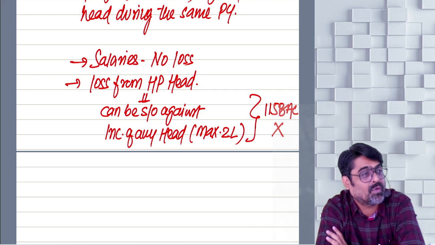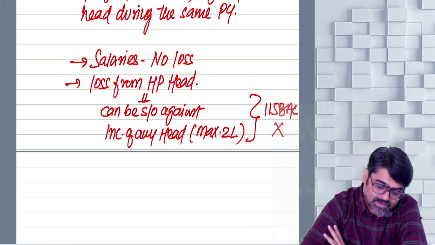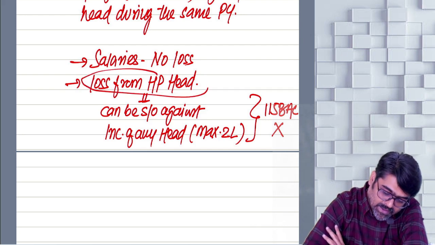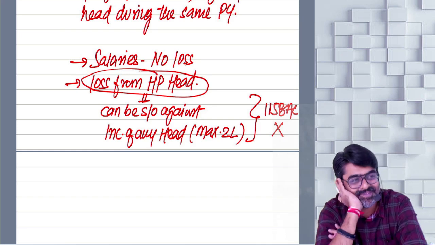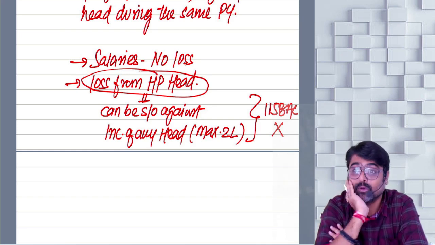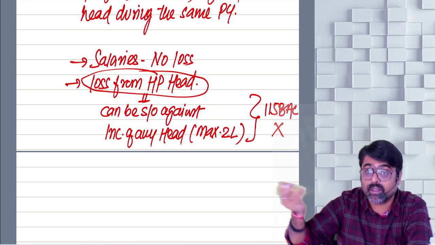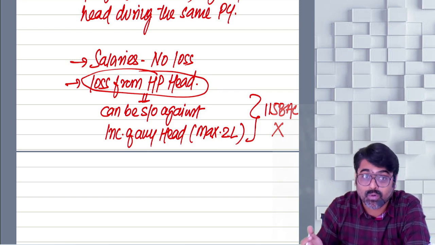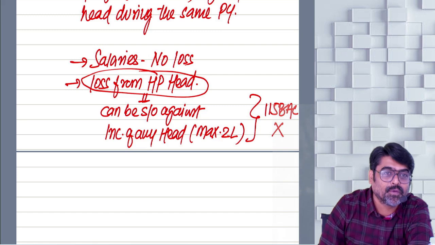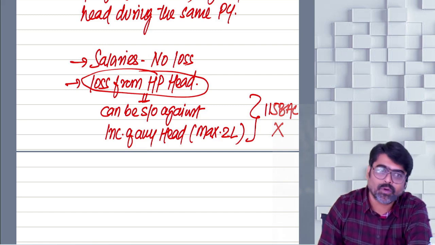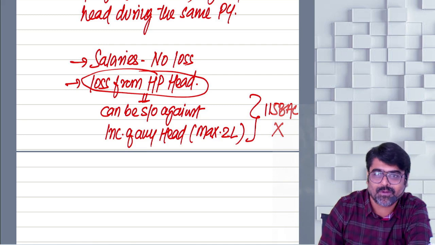So what if you follow 115 BAC? Then the loss of your house property head will be ignored. It was supposed to be allowed as a set off against other heads, no? Up to 2 lakhs will not be allowed as a set off. So sir, what to do? Should I carry forward? No, it will not be carried forward also.